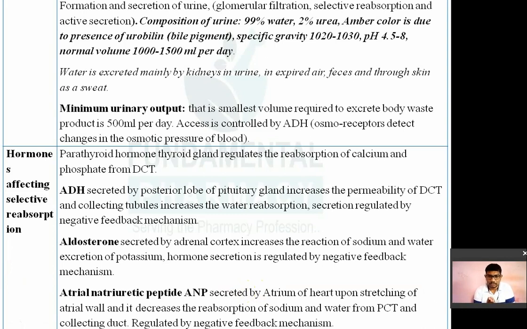And it decreases the volume of blood. Okay, we have seen this atrial natriuretic peptide in that chapter when we were discussing the drug treatment of congestive cardiac failure. So what is atrial natriuretic peptide? It is a peptide. Where is it secreted from? From the atrium of your heart.